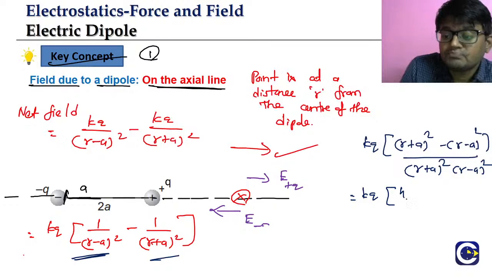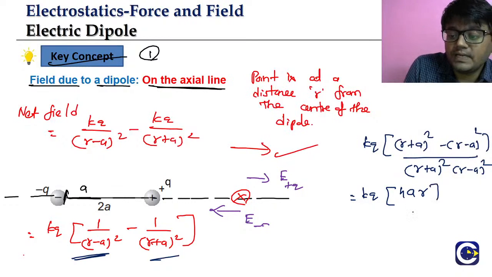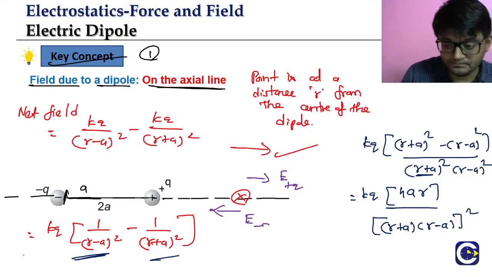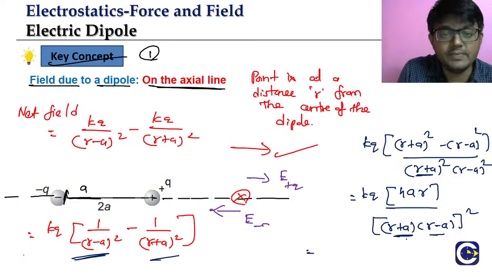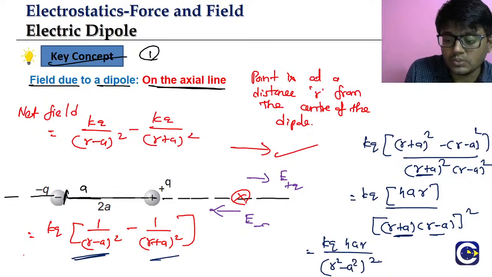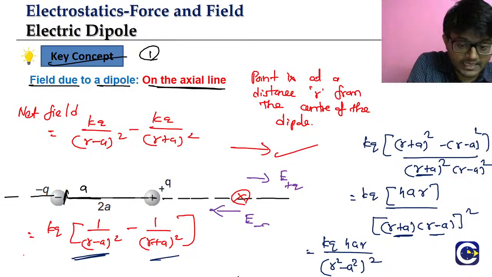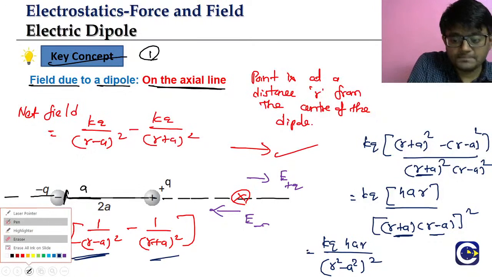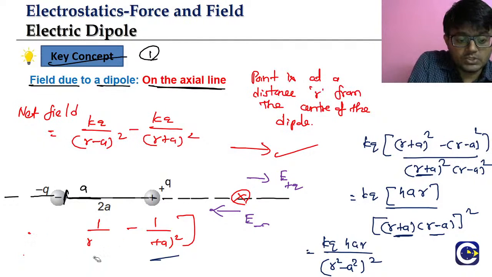So 4 into a into r divide by the denominator. Look, r plus a square into r minus a square. How is this? r plus a into r minus a the whole square. Look at this, it's like a plus b into a minus b, right? How can we write that? a square minus b square. Okay, so kq into 4ar divide by r square minus a square the whole square. This is the final expression: kq into 4ar divide by r square minus a square the whole square.